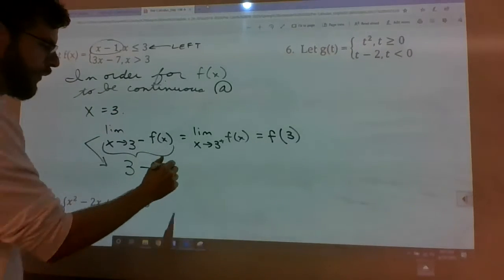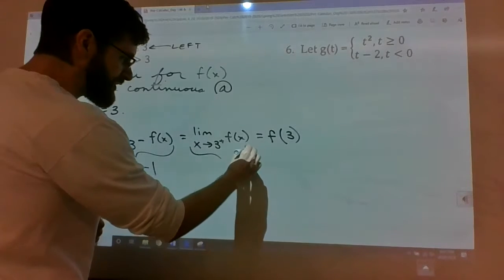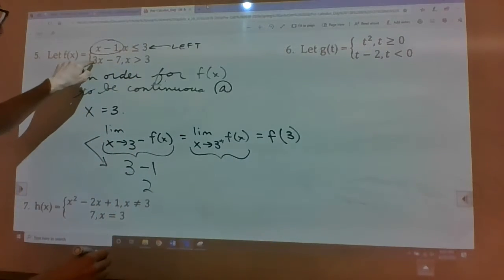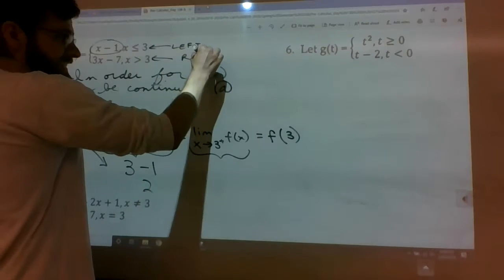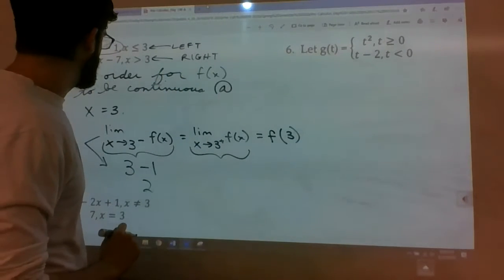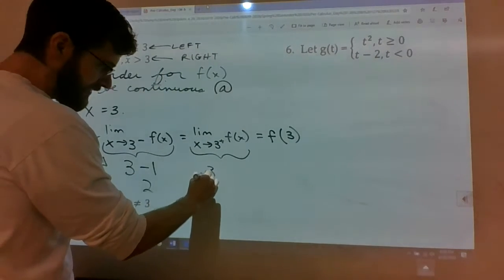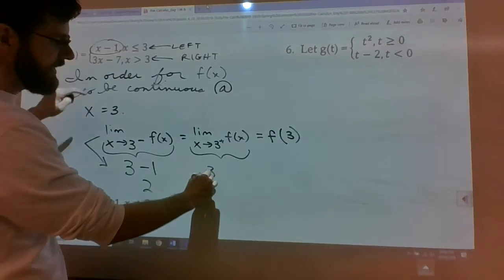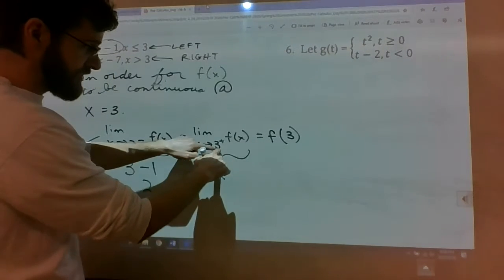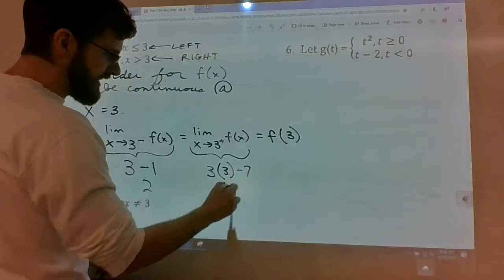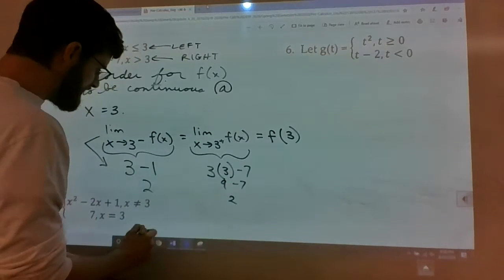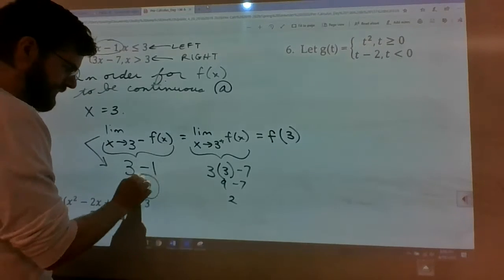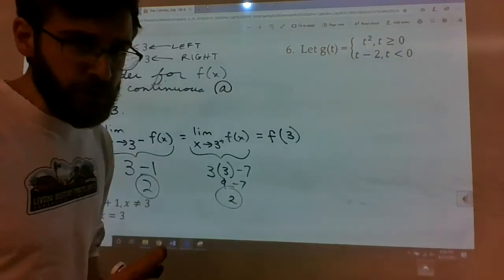Okay. What is the limit as x approaches 3 from the right? Well, you're using 3x minus 7, because this one is indicating right endpoint behavior. So it's 3 times x, which is in this case 3 minus 7. 9 minus 7 is 2. Oh, we got it. Or at least we got the first 2 at least. The limit exists, and the limit equals 2.